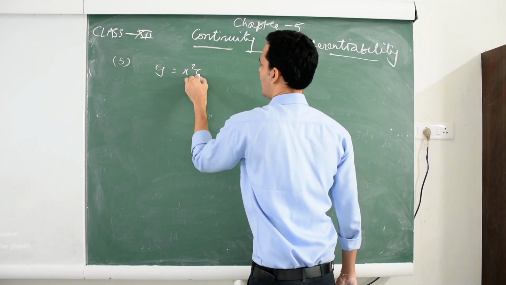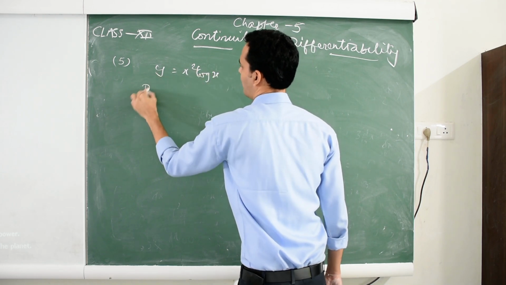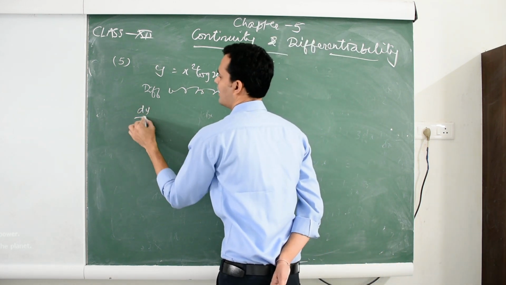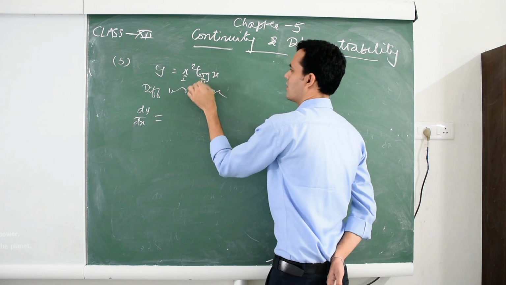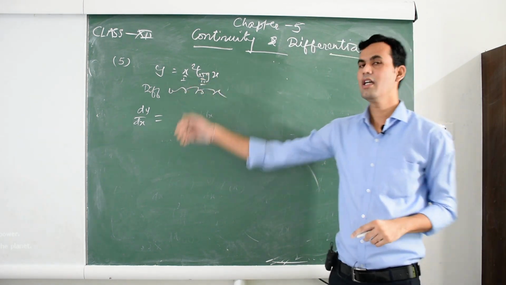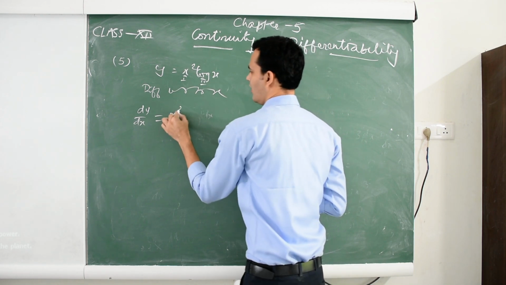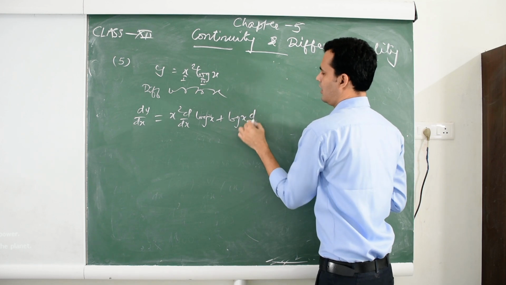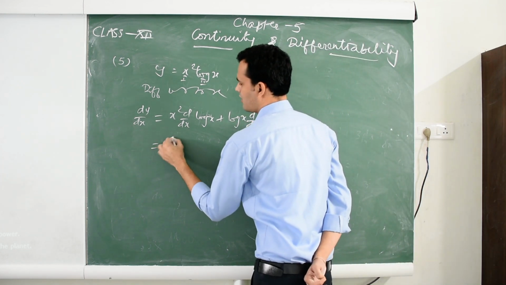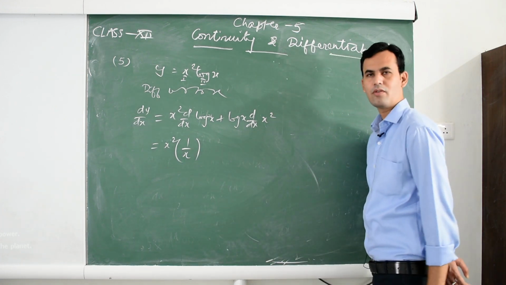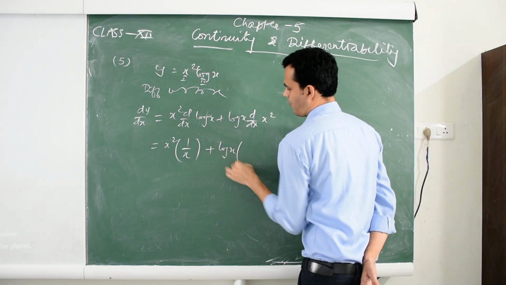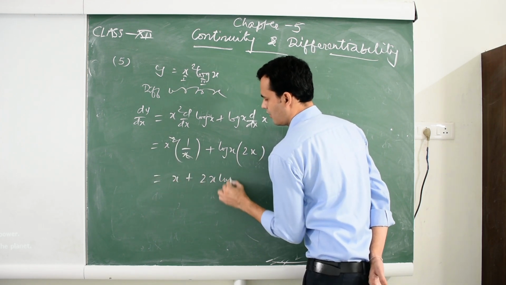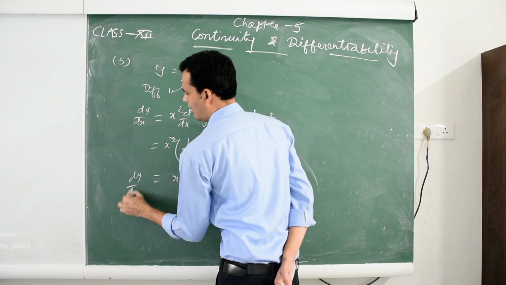y equals x square log x. Differentiate with respect to x. So dy by dx. Here we have two functions. First is x square and second is log x. So we take the product rule. x square d by dx of log x plus log x d by dx of x square. So x square, differentiation of log x is 1 upon x, plus log x into 2x, x cancels by x. So x plus 2x log x. This is dy by dx.